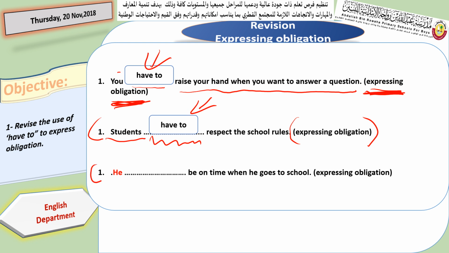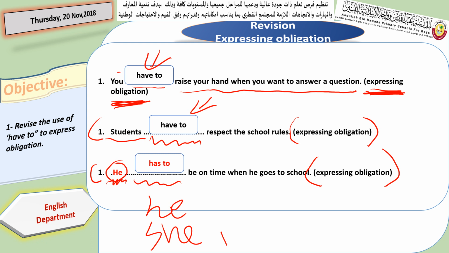Sentence number 3 and he pay attention to the subject. ننتبه للفاعل. الفاعل هنا he. So he space be on time when he goes to school. Here we have also بين قوسين express obligation. عبر عن التزام. So here we have to use has to. استخدمنا هنا has to because the subject here is he. And remember that with he and she and it we use has to.